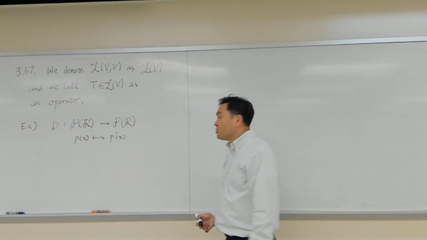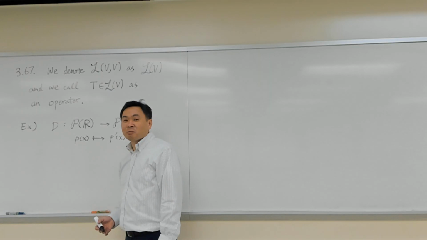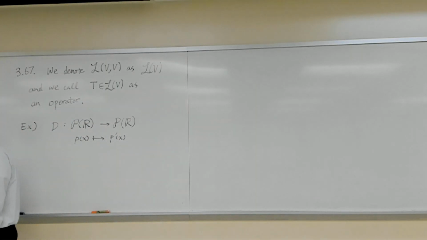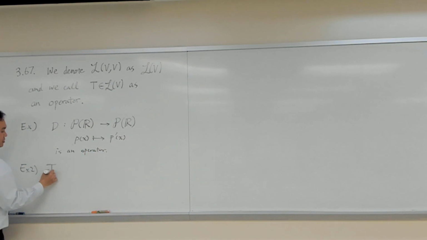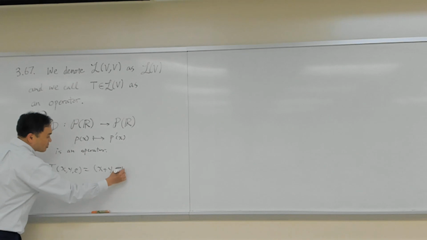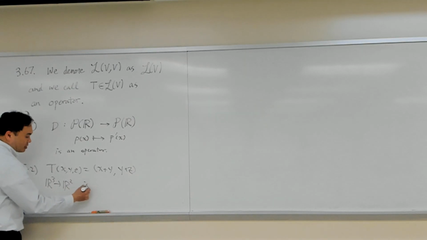And you can think of several things that are operators. What's an example of something that's not an operator? Can you think of something? Something that takes me from R3 to R2. R3 to R2, yeah. So, example 2, let's say T of (x, y, z) equals (x plus y, y plus z). That's a map from R3 to R2, right? So it is not an operator.